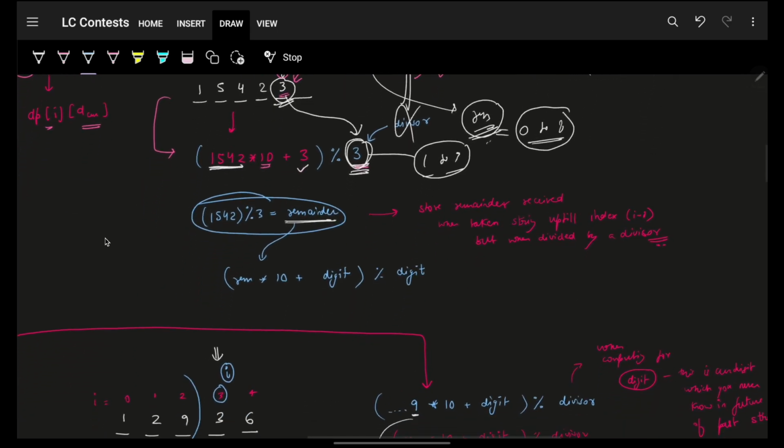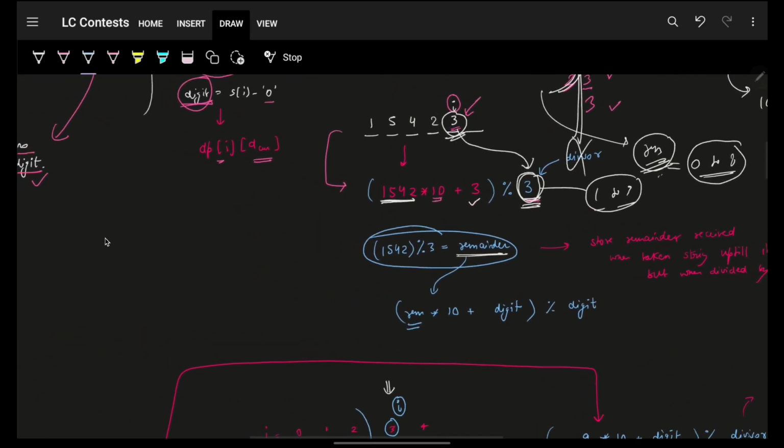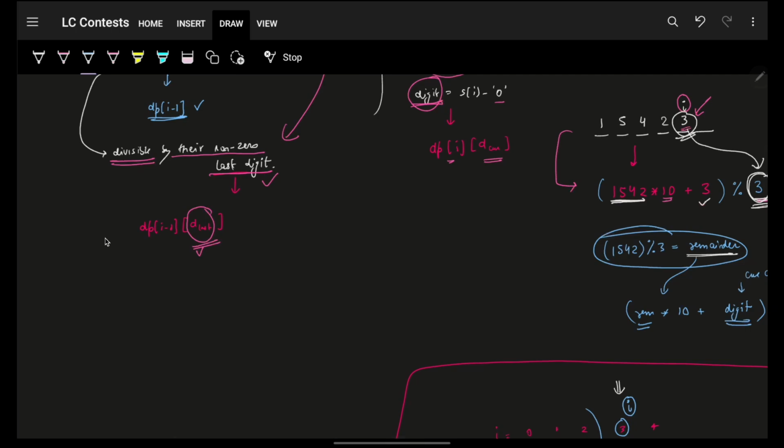So I now realize, okay, I need a remainder also. Okay, now I need a remainder. I realize I will need a digit, and again this is the current digit. So far we realized the state which we are trying to find.